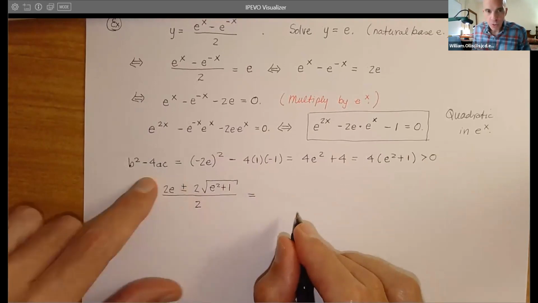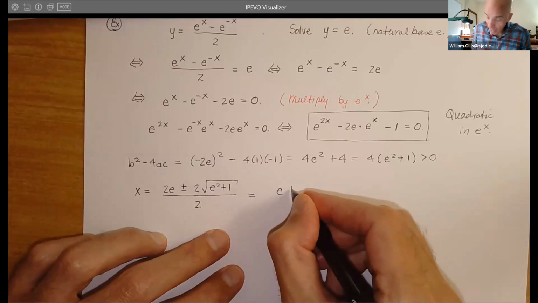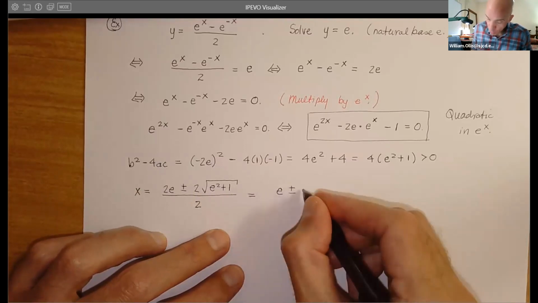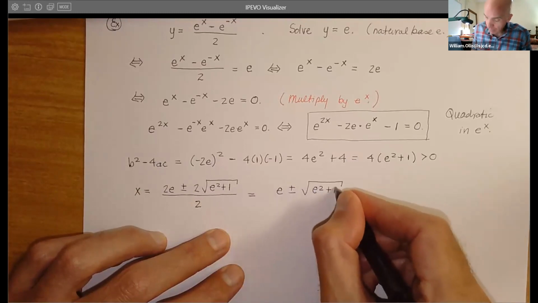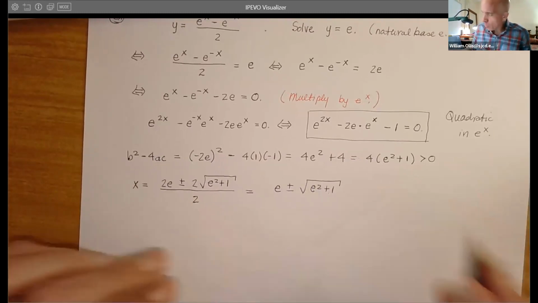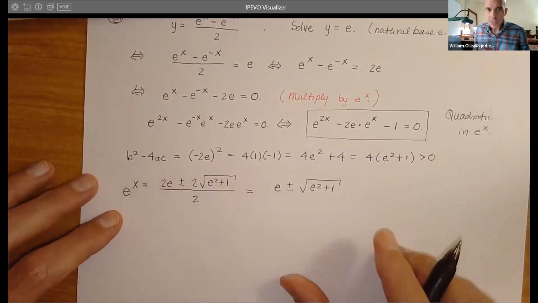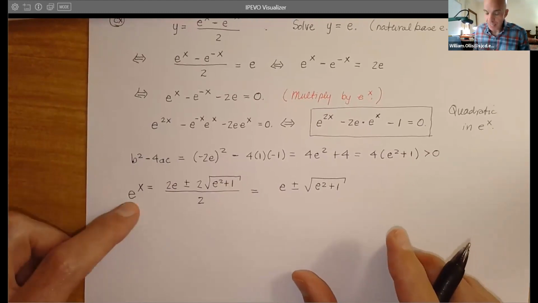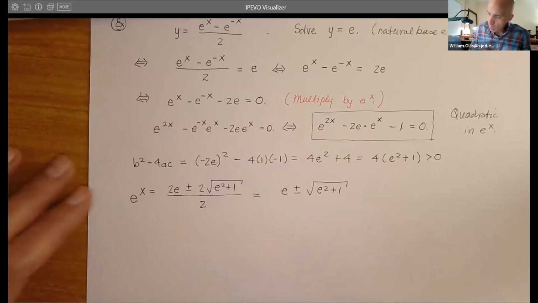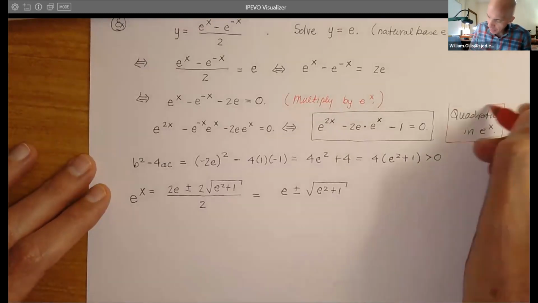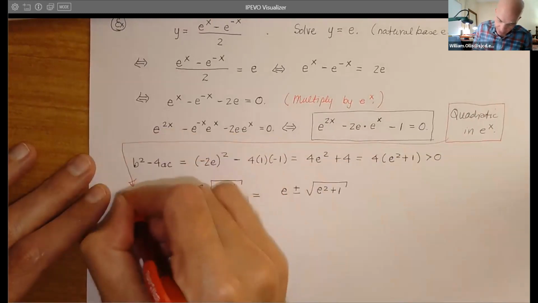Now, of course, the 2's absorb, and we get e plus or minus the square root of e squared plus 1. Now, this is where, and of course, let me put my e here. This is quadratic in e to the x, so I have e to the x equals it, not just x. Just remember, quadratic in e to the x, and so we have to be vigilant. So this is e to the x.